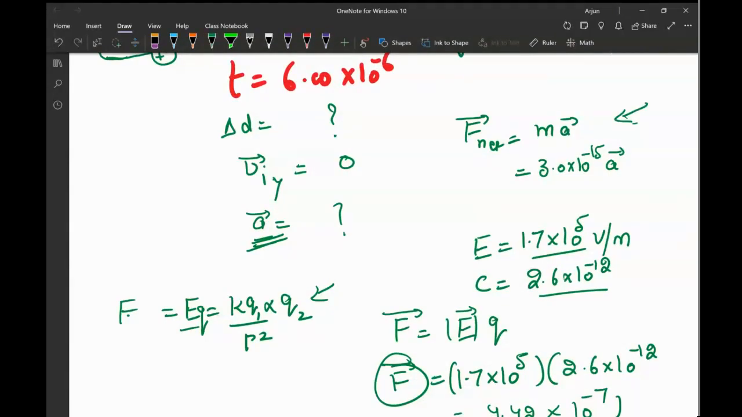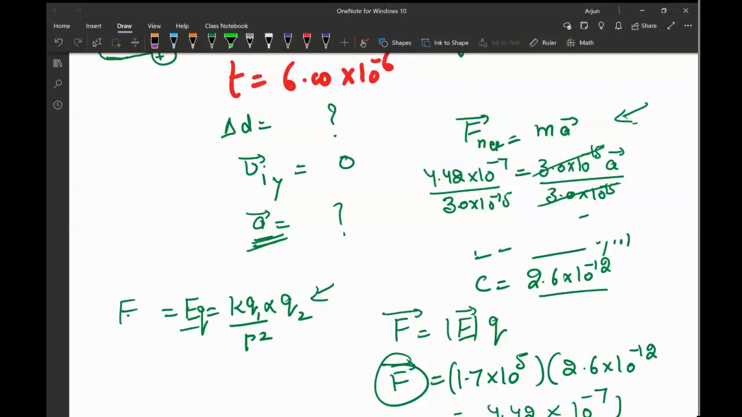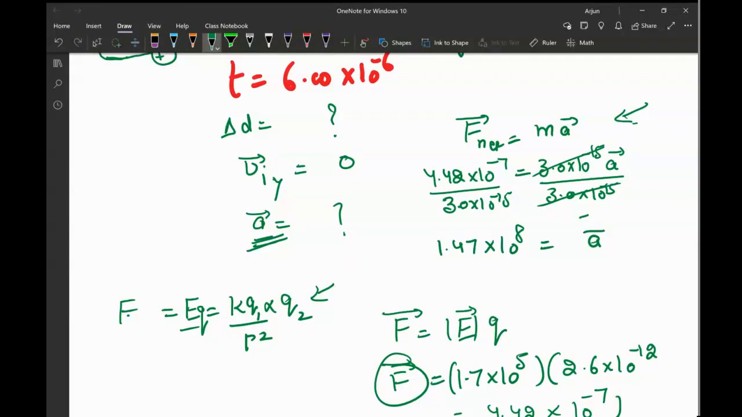So force value was 4.42 times 10 raised to the power negative 7, and then I can divide both sides by 3.0 times 10 to the negative 15, that's going to give me the value of acceleration. So 4.42 divided by 3, which comes out to be 1.47. So I'm going to erase it and make some space down here. So that's going to give me 1.47 times 10 raised to the power 15 minus 7, that will be positive 8, equal to acceleration value. That's what we got, meters per second square.